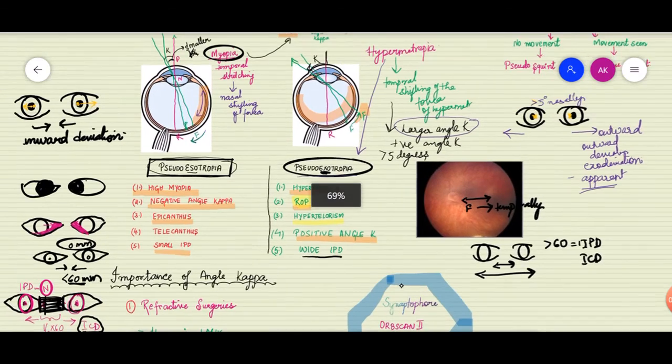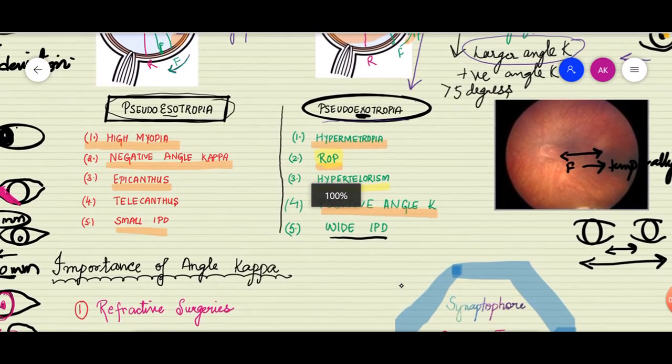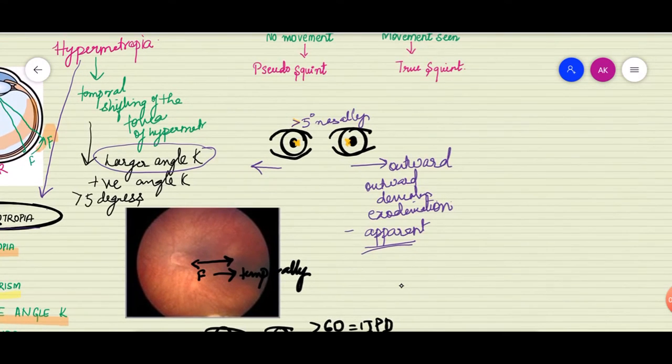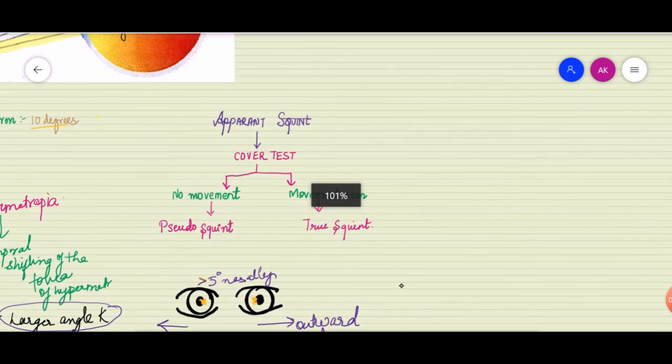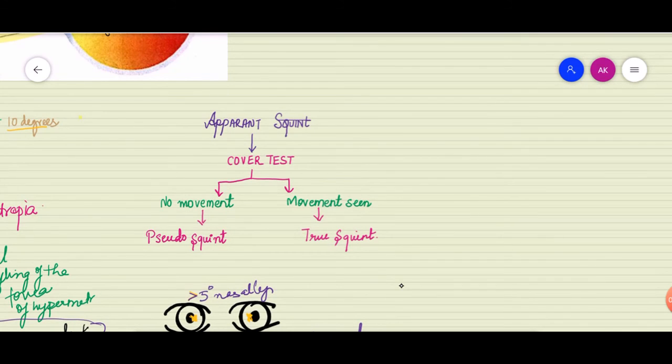So it is very important for you to know when do we see pseudoesotropia and when do we see pseudoexotropia. Okay, so these are the causes of pseudoesotropia and pseudoexotropia. Next, many of you might ask that whenever we examine a patient, we only see a reflex, and based on the reflex, we will be telling whether it is eso or exo, right? So how do we tell whether it is a pseudo squint or a true squint?